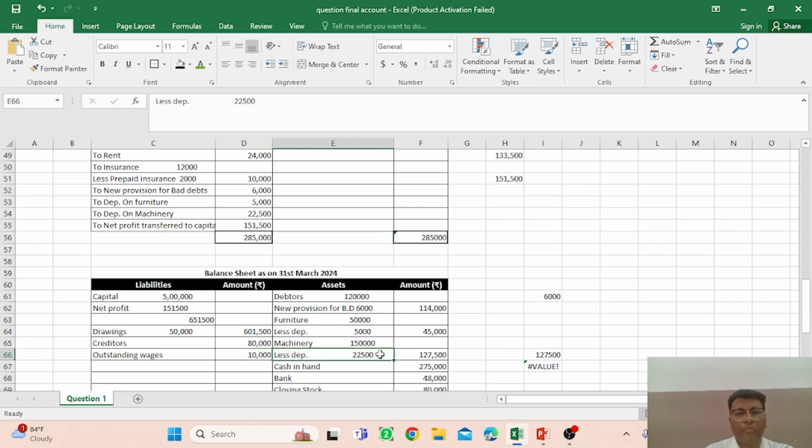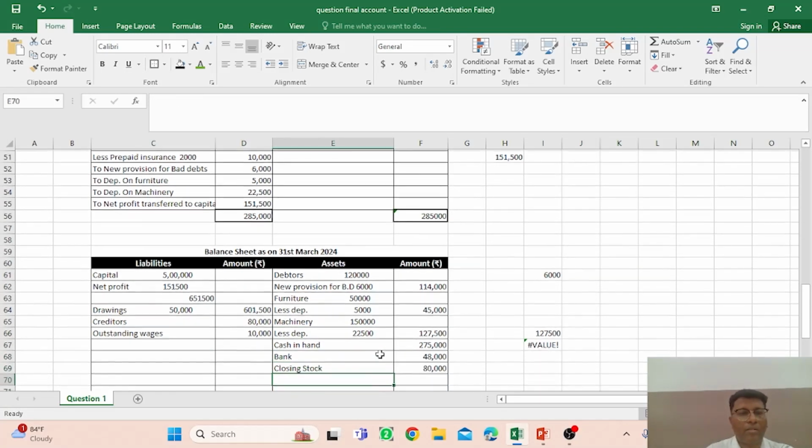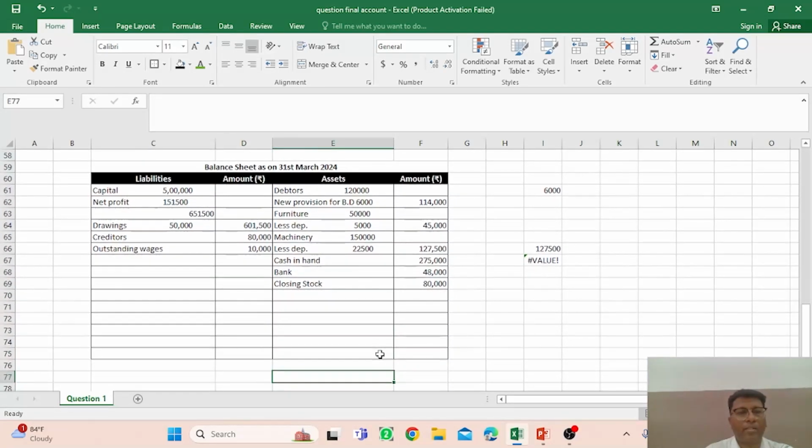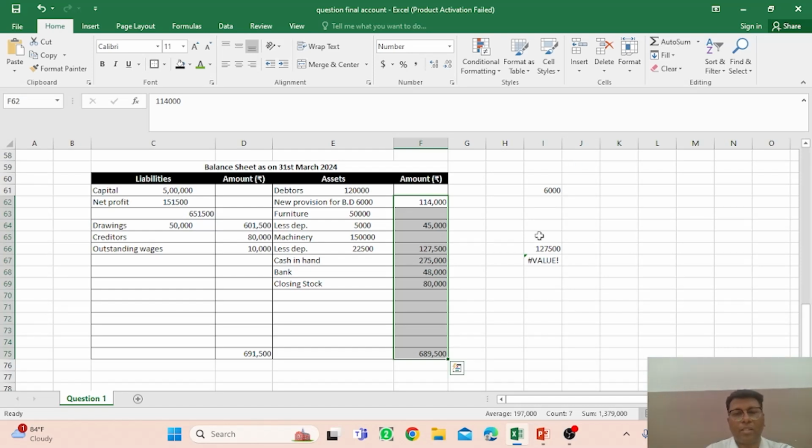Okay, so we have calculated this amount. Now we take the total of this, 6,91,500, and we take the total of the debit side, 689,500. There is a mismatch.